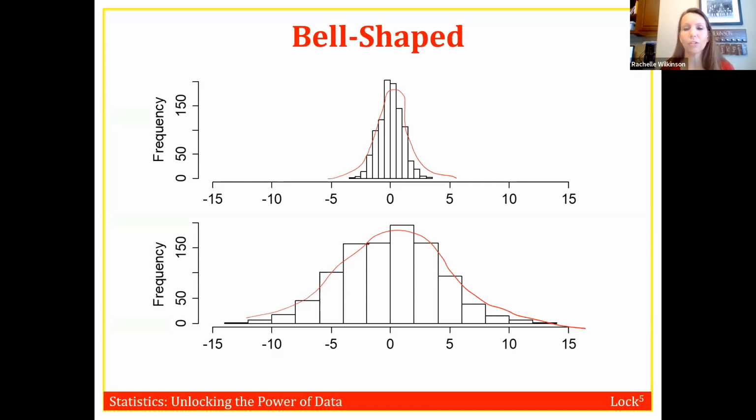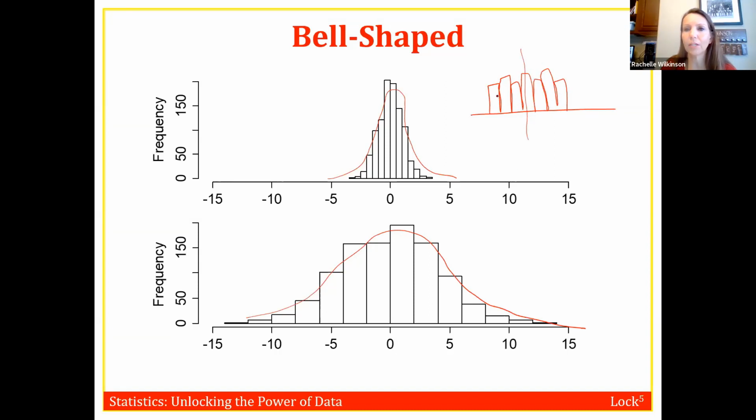So if it's symmetric, we're also going to take it one step further and say, okay, is it bell-shaped symmetric? If it's bell-shaped, then it will also be symmetric. So bell-shaped means symmetric, but it is possible to have symmetric distributions that are not bell-shaped. So for example, I could have something like this. Okay, so this is a symmetric distribution.